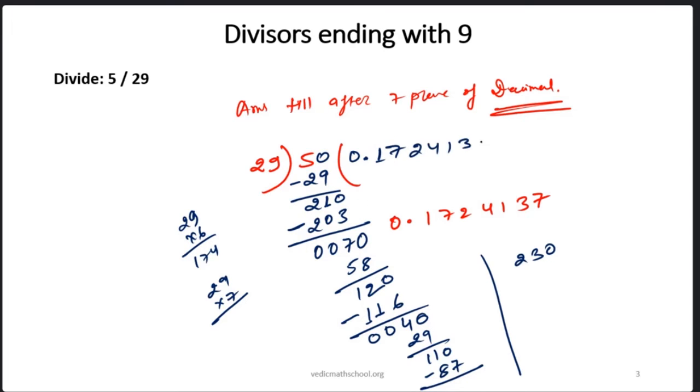Now this became 230, and then we divide by 29. 7 times. What will it become? 203. So again it becomes 27, and this is 0. Now again put 0. So it will become what?